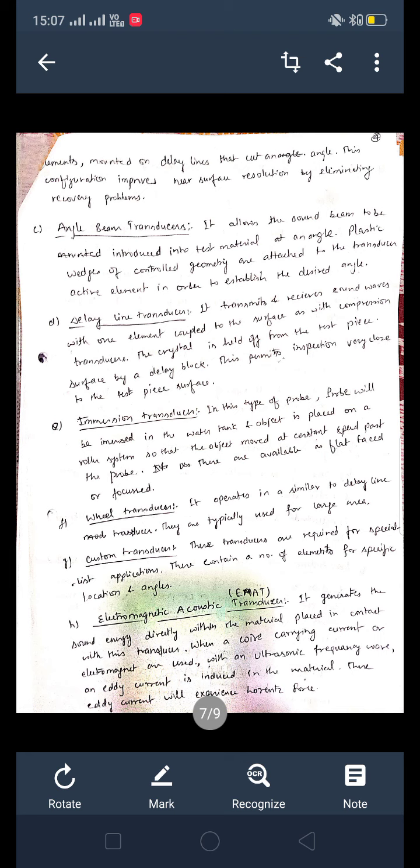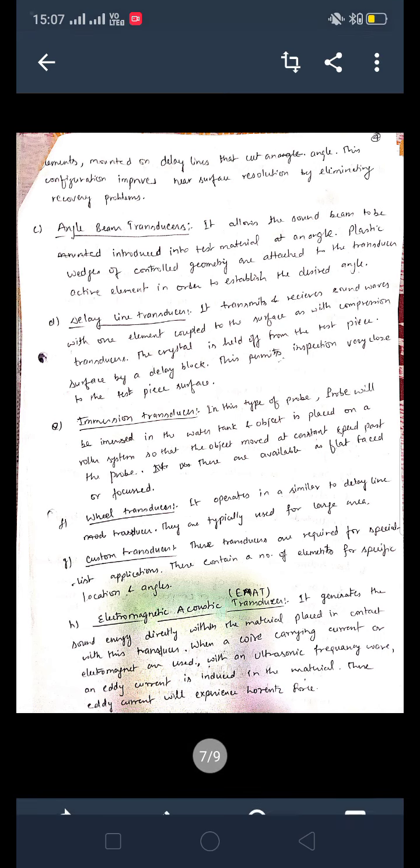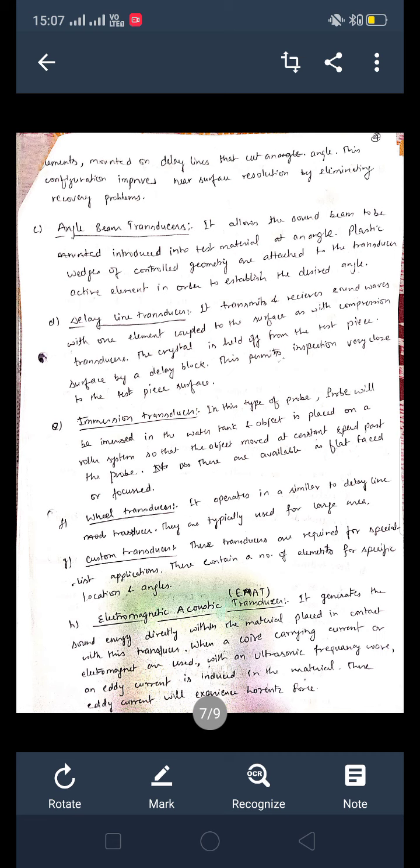It generates the sound energy directly within the material placed in contact with this transducer. When a wire carrying current or an electromagnet is used with an ultrasonic frequency wave, an eddy current is induced in the material, and this eddy current experiences the Lorentz force. So these are the topics we had discussed in the previous lecture, video number 9.